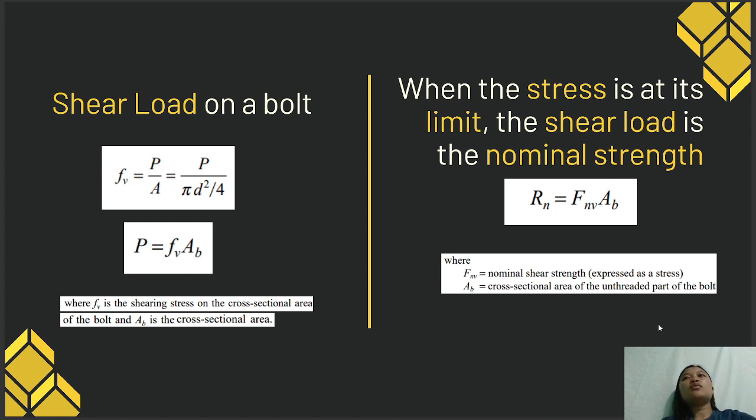When the stress is at its limit state, the shear load is the nominal strength. Therefore, our equation becomes Rn, the nominal strength, equals Fnv times Ab, where Fnv is the nominal shear strength and Ab is still the cross-sectional area of the bolt.